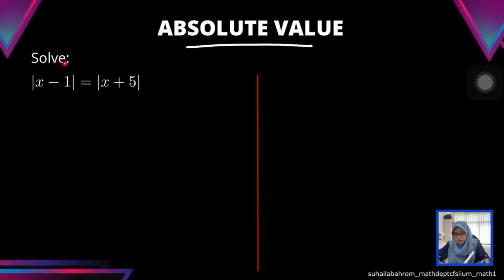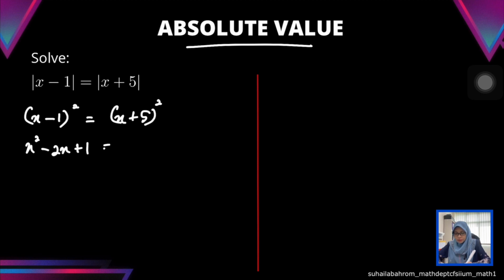So modulus of x minus 1 is equal to modulus of x plus 5. To solve this one, we have to square both sides. x minus 1 squared is equal to x plus 5 squared. When you expand this, you have x squared minus 2x plus 1 is equal to x squared plus 10x plus 25. So the x squared cancels, and we have here 12x.